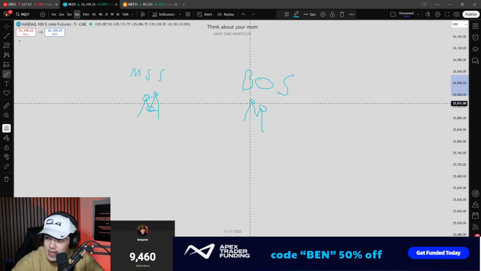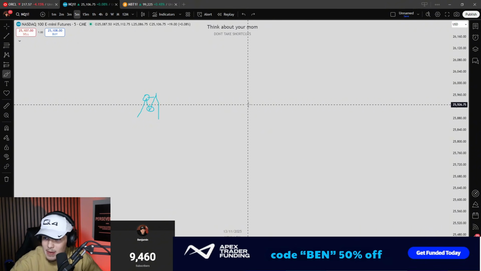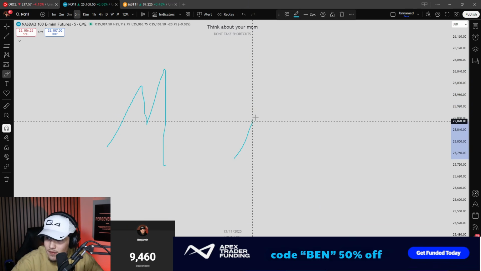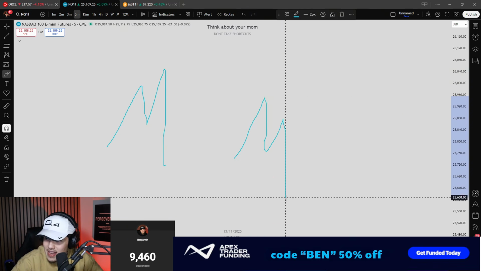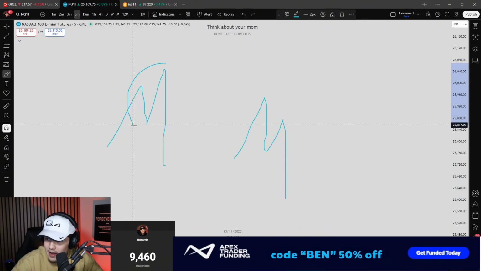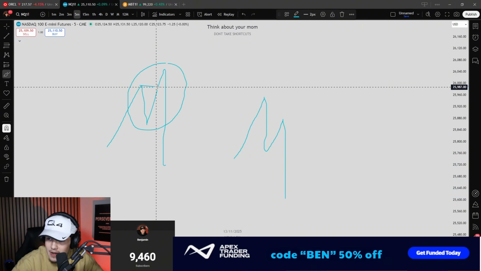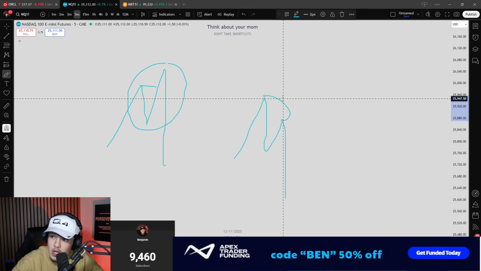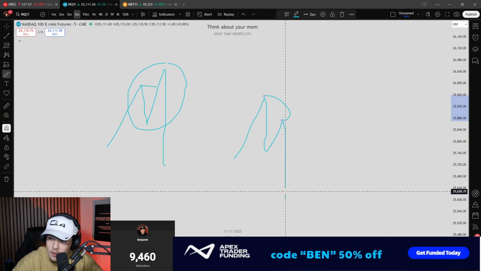BOS, MSS. So the two differences, and let's make it a little bit bigger for you guys so it's easy to see, is this versus that. A short run on liquidity before ripping lower versus a failure swing showing weakness before moving lower.